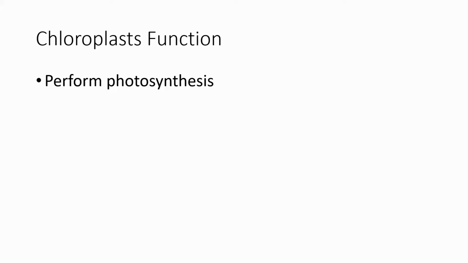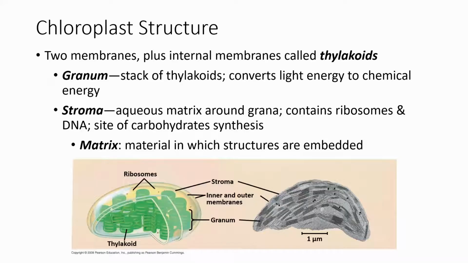Chloroplasts perform photosynthesis. Honestly, you can just write chloroplast function, photosynthesis. Mitochondria function, cell respiration. So chloroplasts also have 2 sets of membranes, like we said, and then they also have this internal membrane system called thylakoids. They're arranged in these stacks called grana. A single one is a granum.